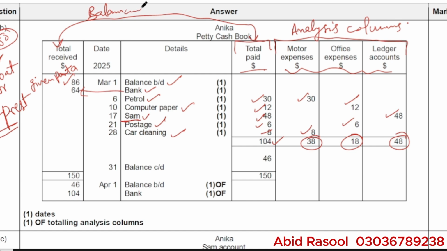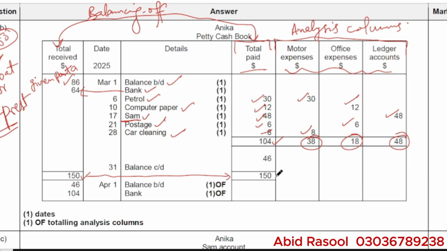Remember, for balancing off, these two columns are compared; the analysis columns are done. We will not do anything more with the analysis columns after putting in the transactions. For balancing off, we use these two columns, total received and total paid, and compare both of them. Now you can see the total received is 150. We will write its total here, and in the same row we will write 150 on the total paid side.